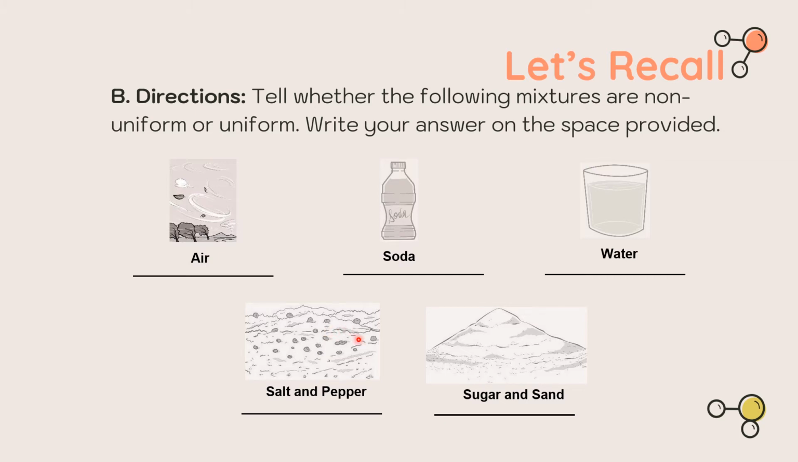Okay, so if you have already written your answer, let's proceed with the next mixture. It is a mixture of sugar and sand. So this is a picture that represents the mixture of sugar and sand. Is it a uniform or non-uniform mixture? I hope that you already answered all these mixtures and got all the answers correct.